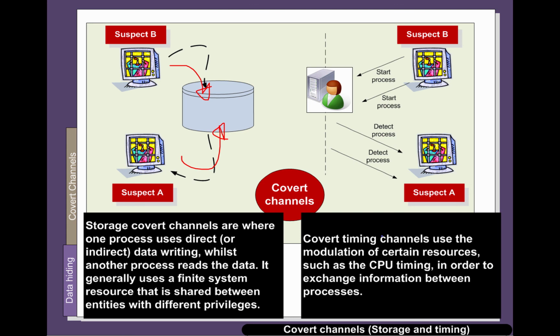The other way is to use a timing channel. So we might modulate the CPU. The CPU goes up to 100% at 5 past the hour. So the other suspect can view that and say that's a 1. And then the next hour it might be 0%, and that's a 0. It's modulated back up to 100, that's a 1, and so on. That's known as a timing channel.